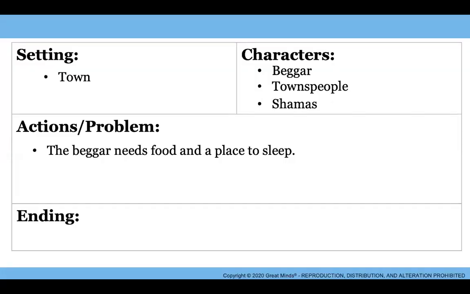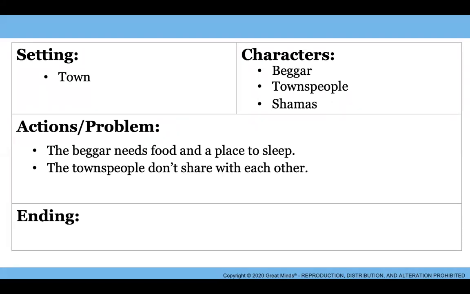What did you learn about the problem the townspeople have? Pause the video now and talk with your learning partner. I learned that the townspeople don't share with each other anymore. Because they have so little, they don't want to share, especially not with a beggar who is a stranger. This is a problem for the beggar because he needs to eat.